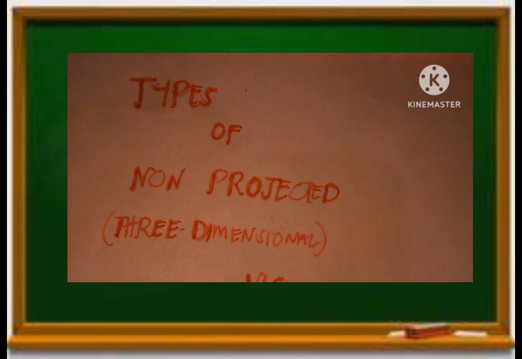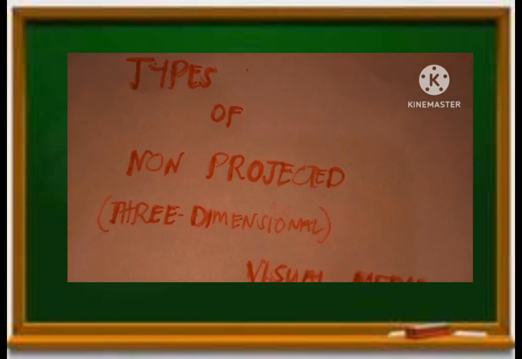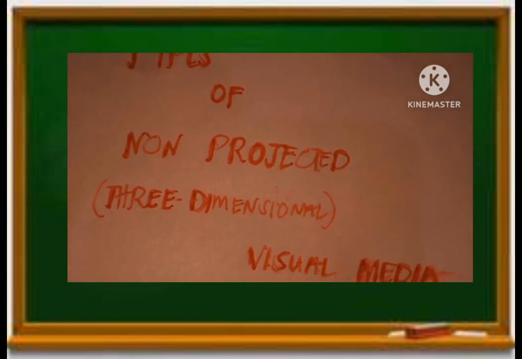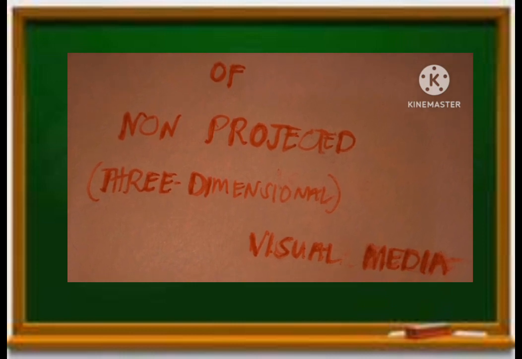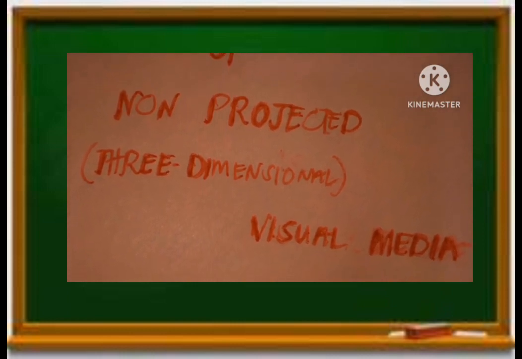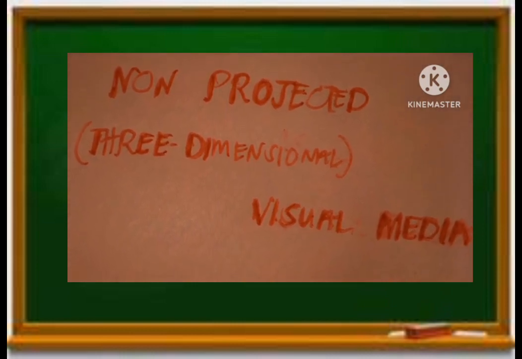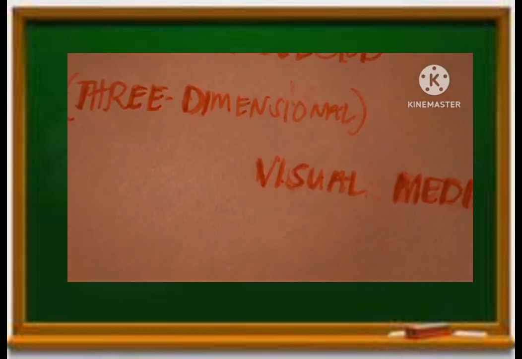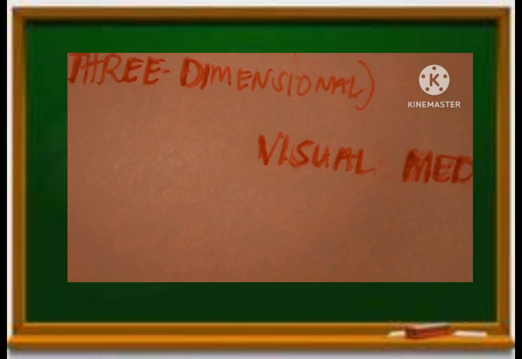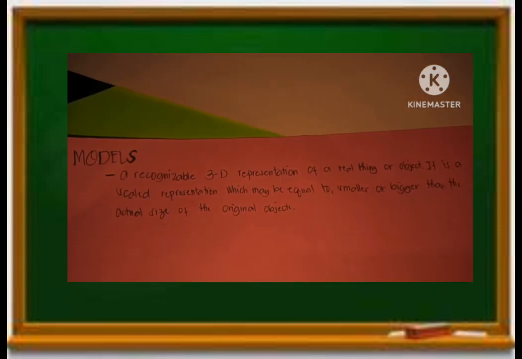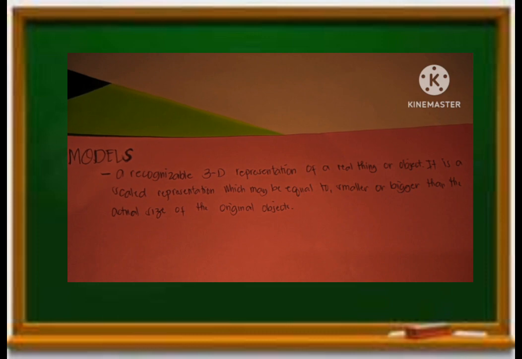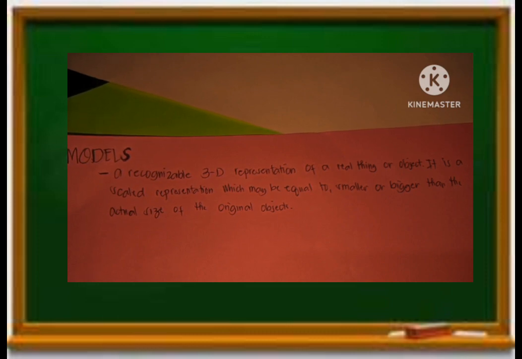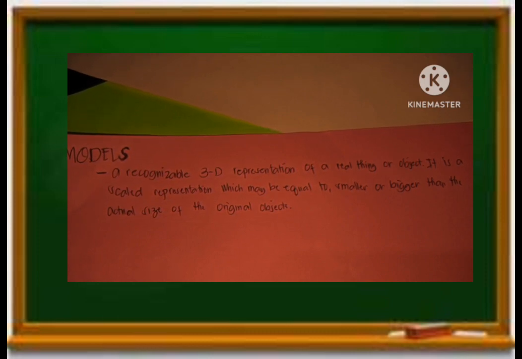And so here we are, let's discuss the types of non-projected or three-dimensional visual media, which are the models, globe, diorama, realia (the real objects), specimen (the sample), pop-ups, and mock-ups. So the first type of non-projected or three-dimensional visual media is the models.